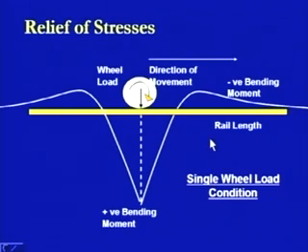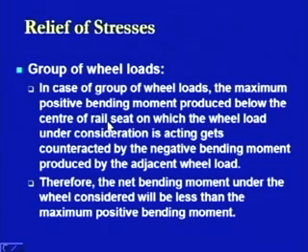Now, if we are interested in evaluating the multiple wheel load condition, then the only thing we have to do is superimpose these types of diagrams. If we superimpose all these diagrams, then we will find that much more relief of stresses has been created. So, we can also look at that condition. There is a group of wheel loads. In the case of a group of wheel loads, the maximum positive bending moment produced below the center of the rail seat on which the wheel load under consideration is acting gets counteracted by the negative bending moment produced by the adjacent wheel load.